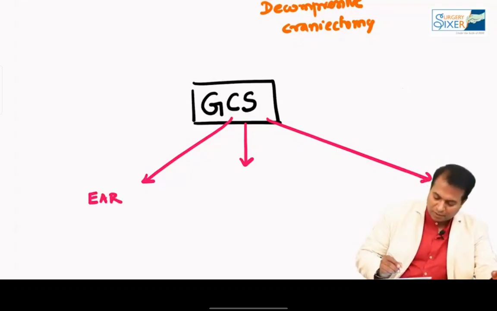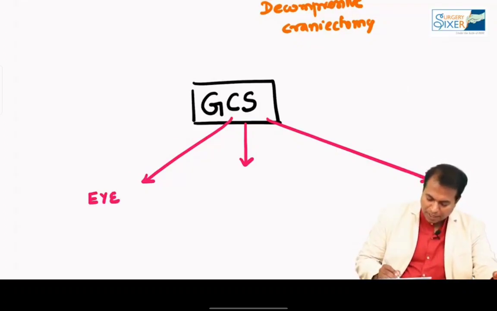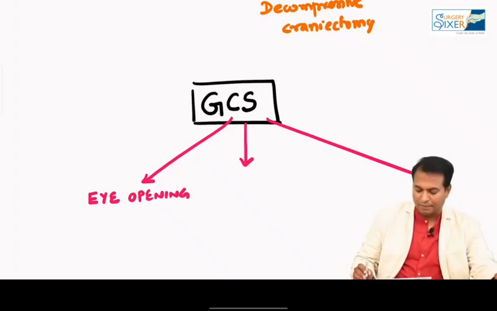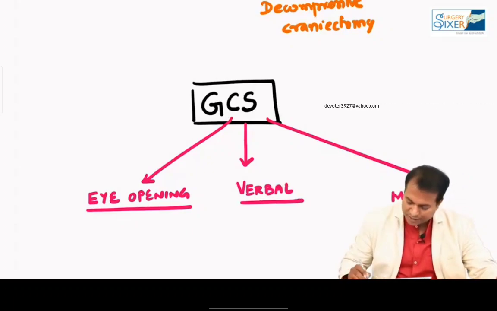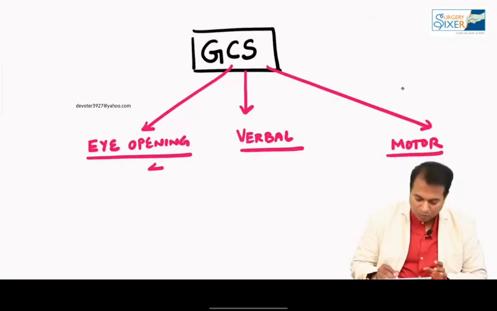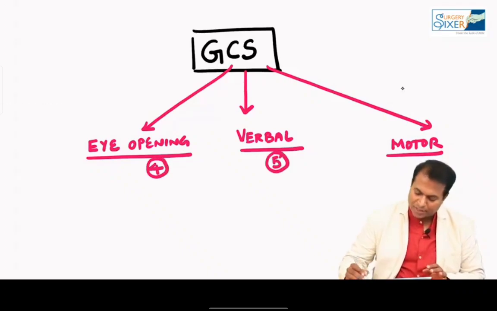So please don't forget the 3 points in GCS: eye-opening, verbal response and motor response. These are the 3 things I am going to see. Eye-opening I am going to give 4 points maximum, verbal 5 points, motor 6 points.